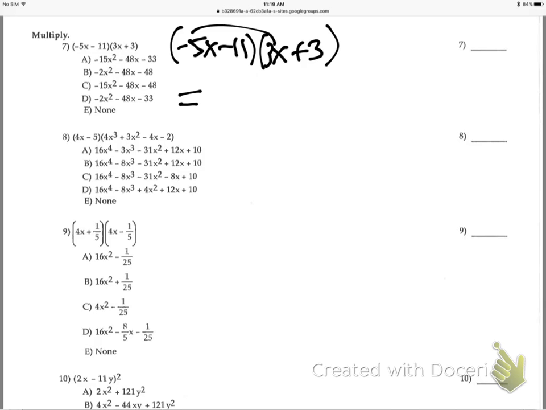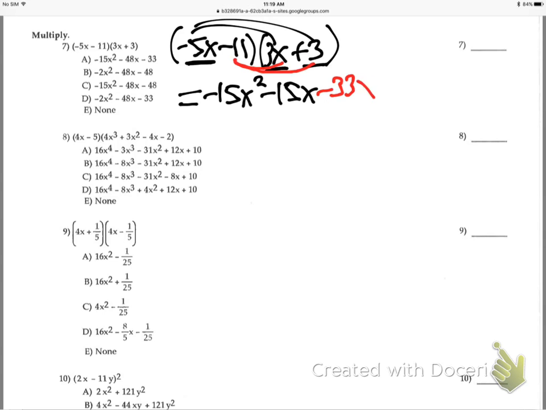Okay, so we're going to FOIL. First gives us minus 15x squared, minus 15x. So far, so good. I'm taking that minus 5x and multiplying 3x and 3. Negative times positive is negative, and negative times positive is negative. He's done. And now I'll do the minus 11, and he'll go to both. Minus 33x. Minus 33. Is that good to there?